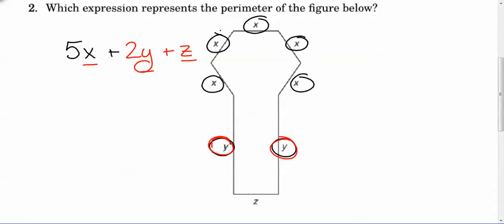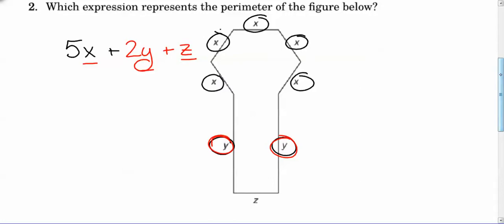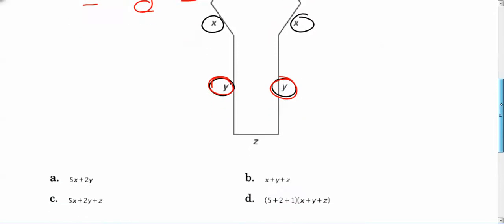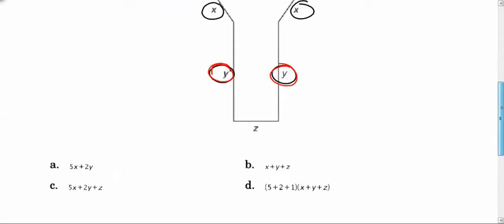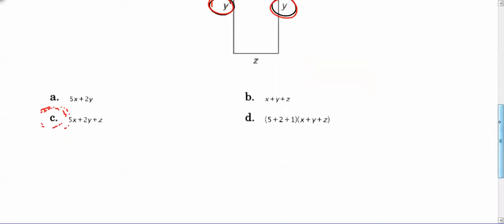Okay, sorry about that glitch. The announcements came on. So anyway, 5x plus 2y plus z is our answer. So 5x plus 2y plus z is right here. Choice C. Which the smartboard does not allow me to write there, so I'm going to scroll up. Choice C, okay?